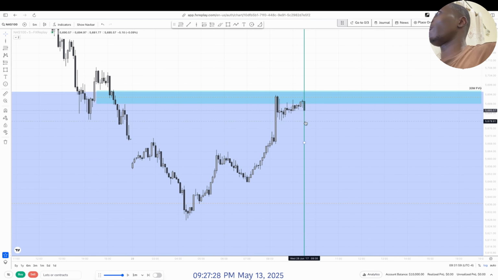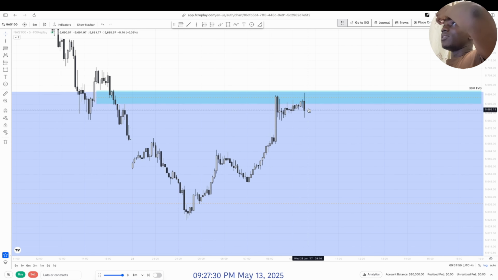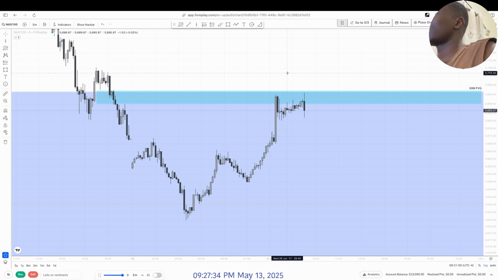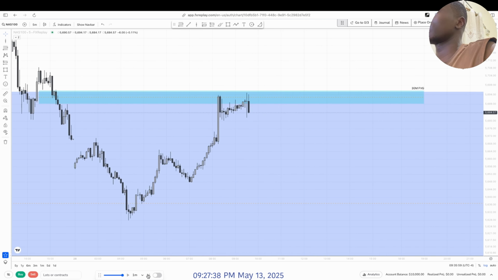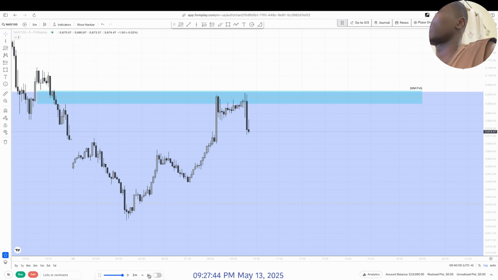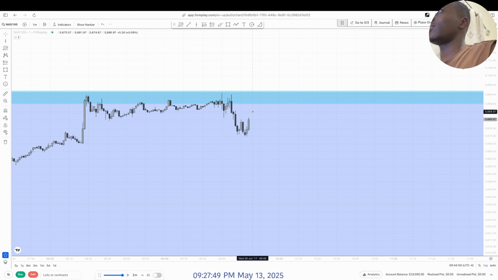Okay, so by the open, you see a big candle slightly taking out this high. A small drop into this fair value gap. Do we get a gap to enter? Does 1 minute give an entry? Yes, a small fair value gap in here. So are we going to respect this one or this one?